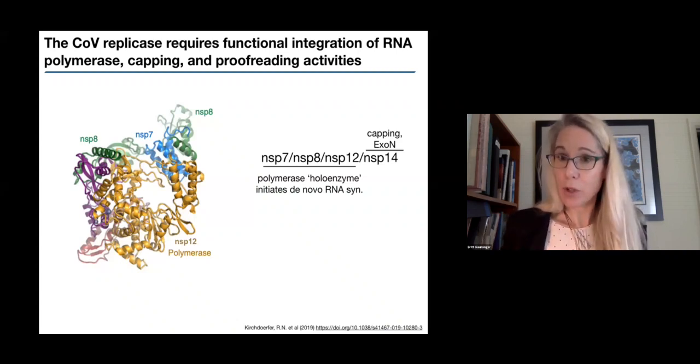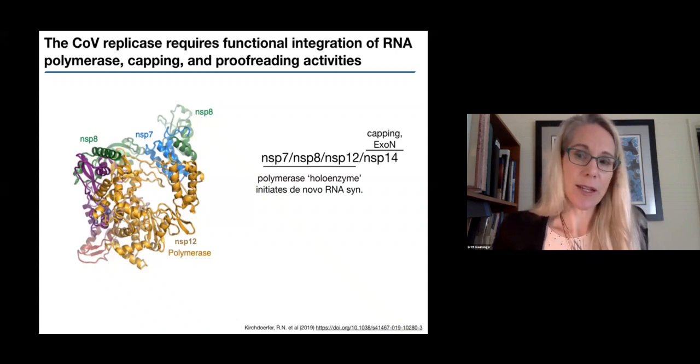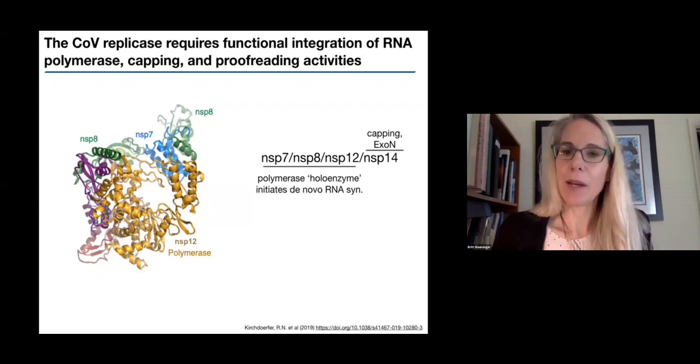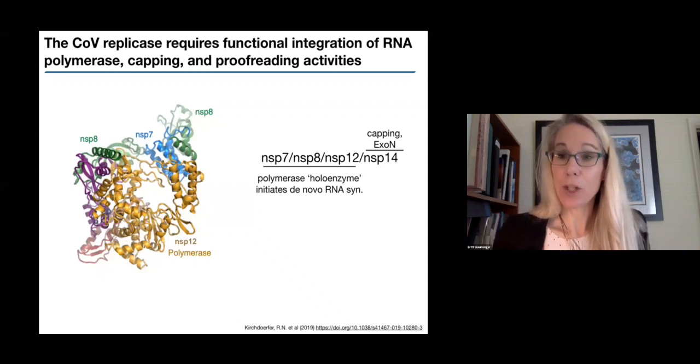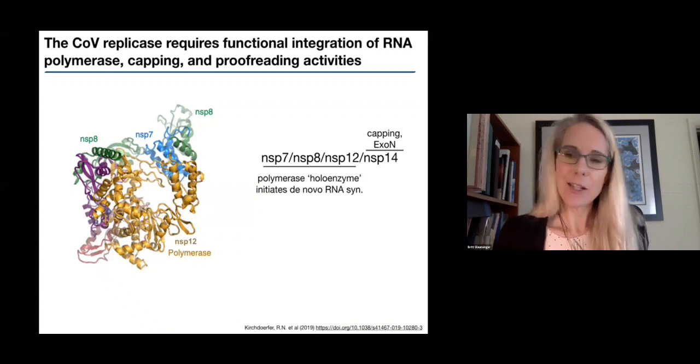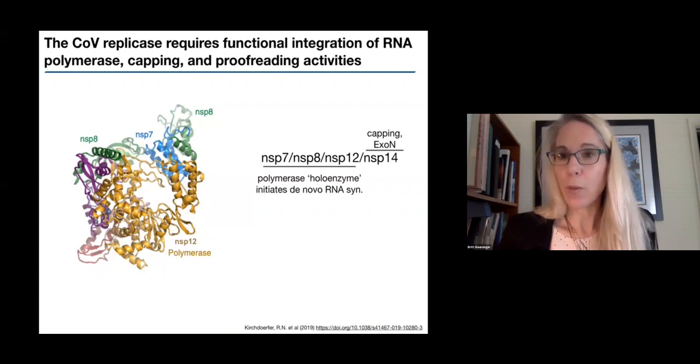This is actually thought to be able to initiate de novo RNA synthesis. So it doesn't need a primer to initiate synthesis. It just can orient itself right at the end of the viral genome to initiate synthesis. And then there's this fourth component here, NSP14, which is fascinating. So NSP14 is thought to have capping activity, but it's got this ExoN domain, this exonuclease domain, which turns out to be important for proofreading.